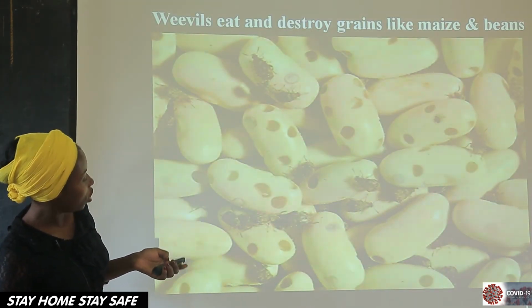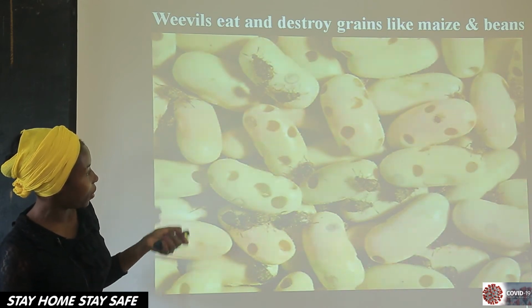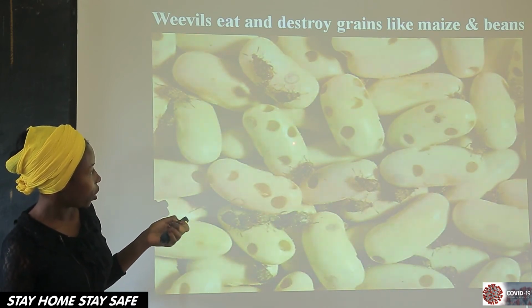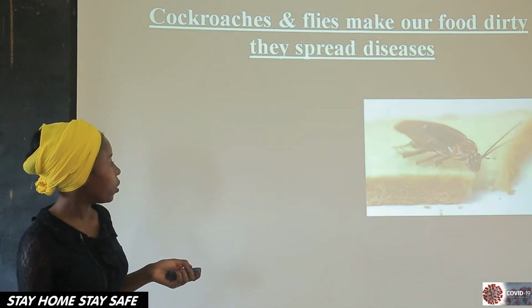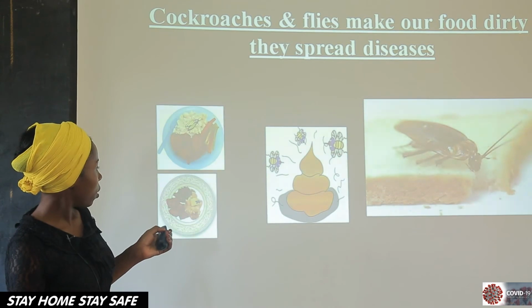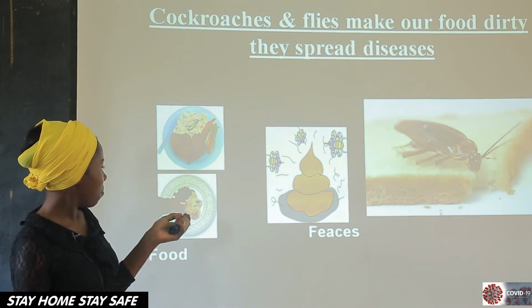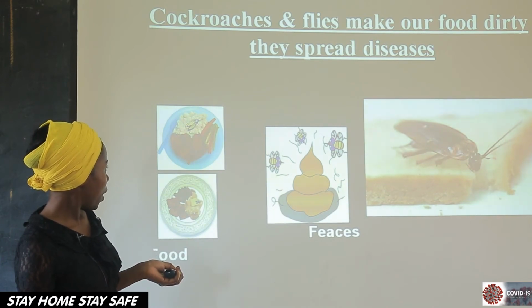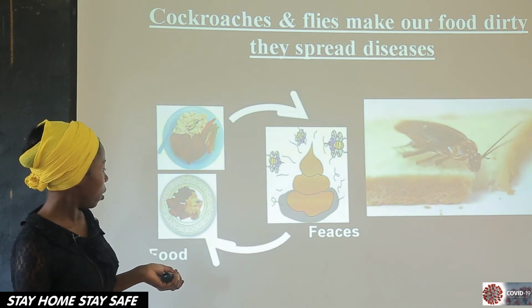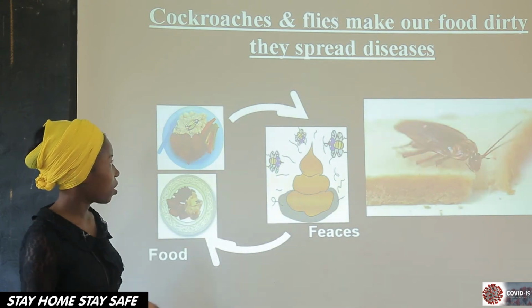The weevils, you see these holes? They have eaten the grains and created those holes. Cockroaches and flies make our food dirty, you see? They come from the feces and then fly to our food. From the feces, fly to our food. After that, it goes back to the feces.